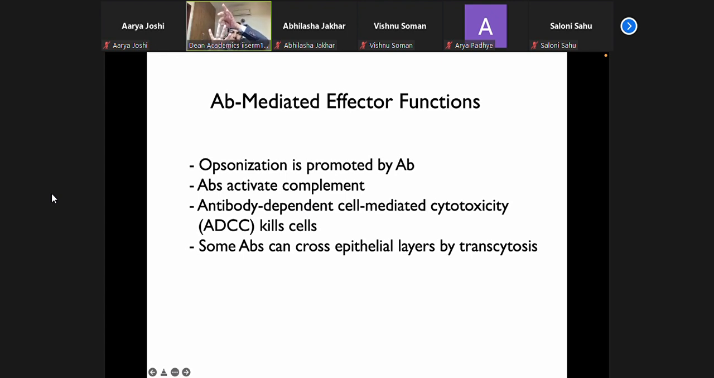Antibody-dependent cell-mediated cytotoxicity, and we know that NK cells are very critically involved in that. And the fourth one is the transport of these antibody molecules from the site of their secretion to the site of their effector function, for example, through crossing the epithelial layers in the gut. Okay, so these are the effector functions of an antibody molecule.